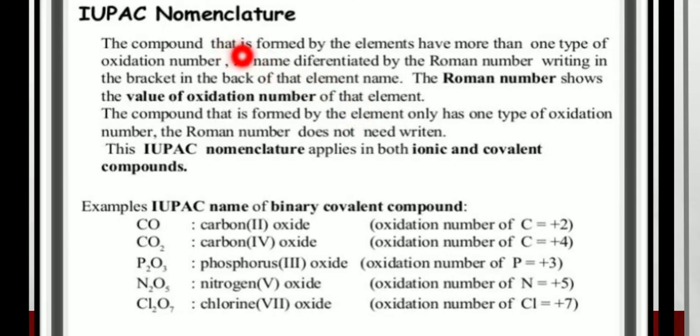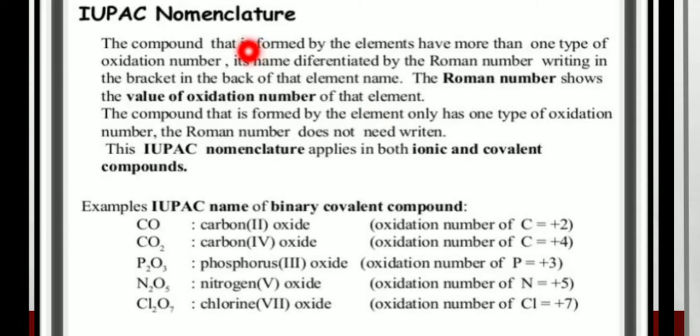The compound that is formed by the elements that have more than one type of oxidation number is named differentiated by the Roman number, written in brackets after the element's name. The Roman number shows the value of the oxidation number of the element.